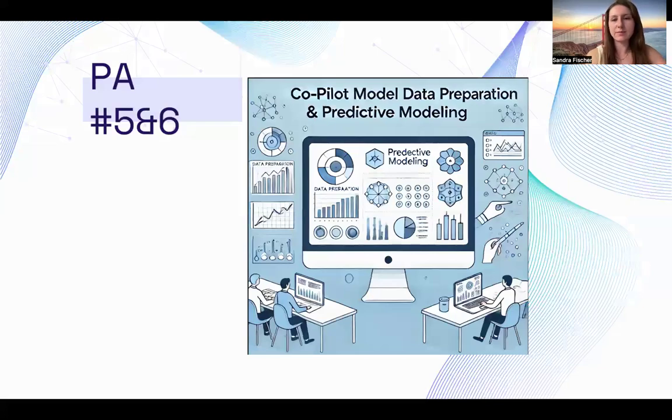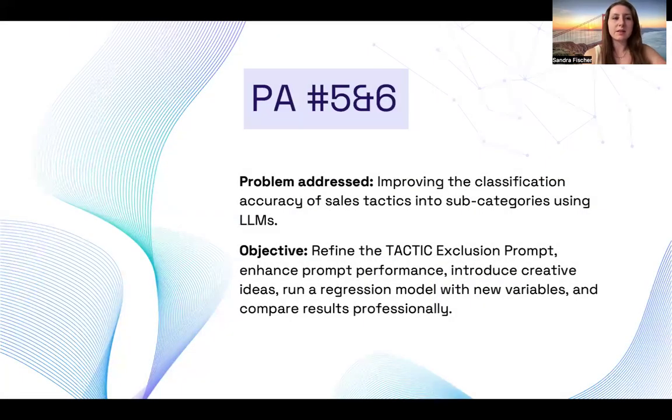6. Next slide, please. In those assignments, we focus mainly on improving the classification accuracy of sales tactics into the sub-categories for better predictive modeling, and just for the machine to better tag if it's an inquiry with a sales outcome as our topic. Our primary objective was to refine the prompts used in our Copilot model, enhancing its performance and ensuring that our control variables in the regression analysis are significant.